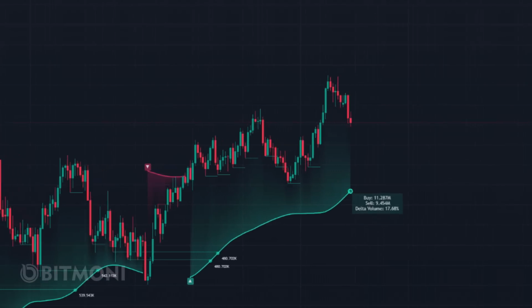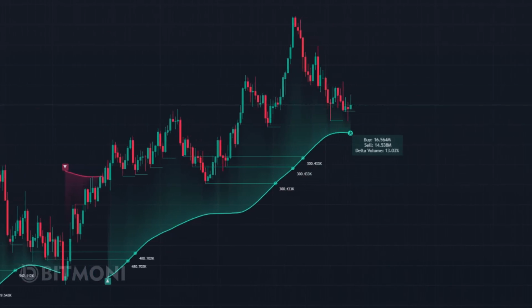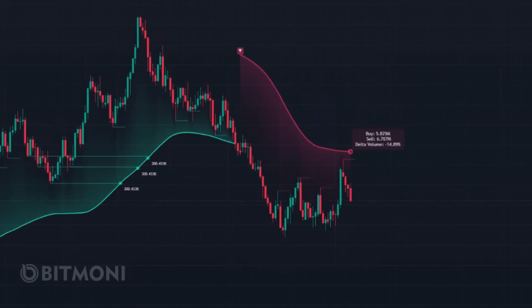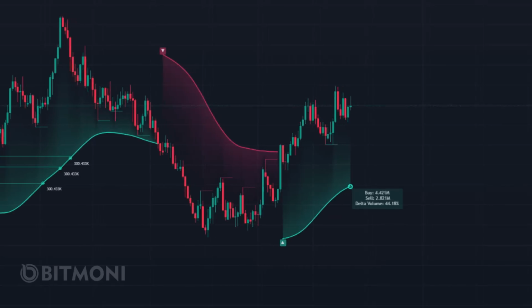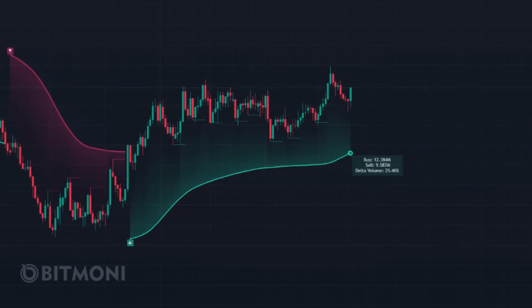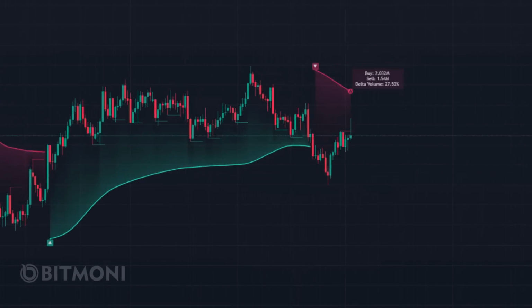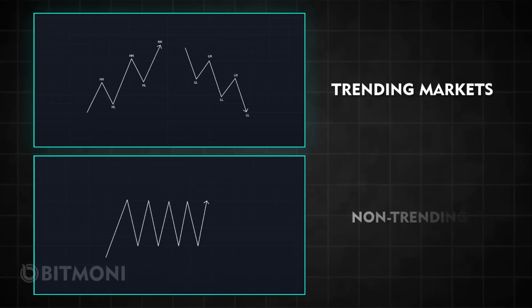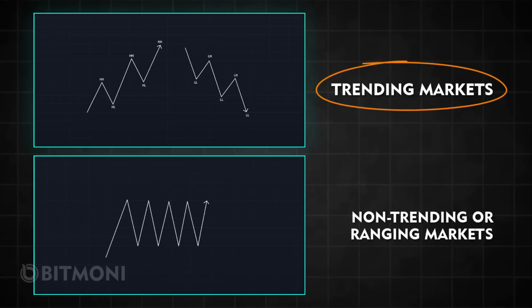Now that we know what this indicator is made of, and most importantly, how the volume functionality works, how can we use it to trade? Well, I'm going to show you right away. There are two methods of using this indicator to trade, depending on the market type. Number one, trending markets. Number two, non-trending or ranging markets. Let's start with trending markets.